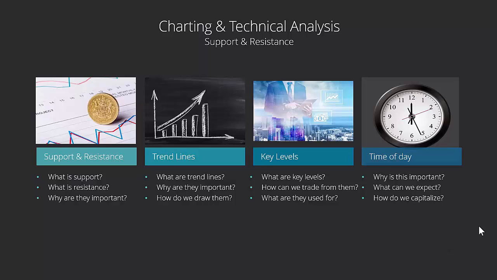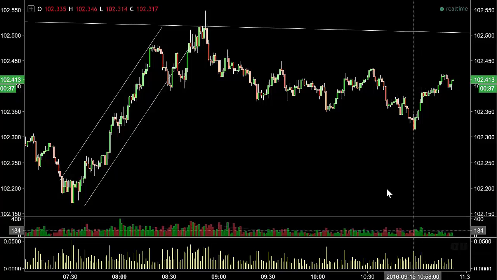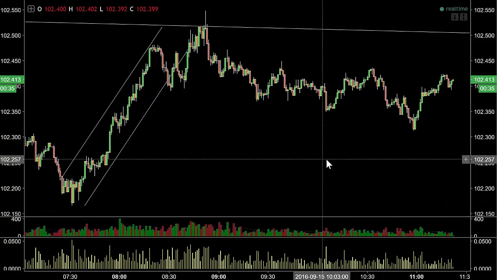Another thing that's very, very important is key levels. Now, support and resistance can be classed as key levels, but there are other levels which are key, which I think are very, very crucial, and we want to know how can we trade from them and what are they used for. So let's go back to our chart and have a look at what's going on.